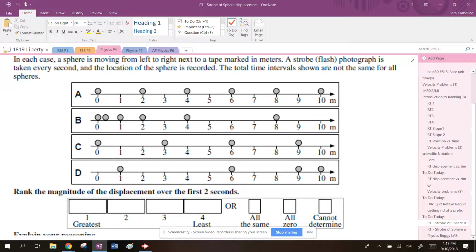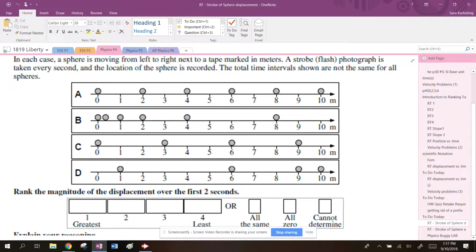There are 4 situations. In each of the situations, you have a ball that's rolling along a line, kind of like we did outside when Courtney was rolling that basketball down the hallway. Okay, same kind of situation. So instead of having students standing there with stopwatches, it's a little bit different.